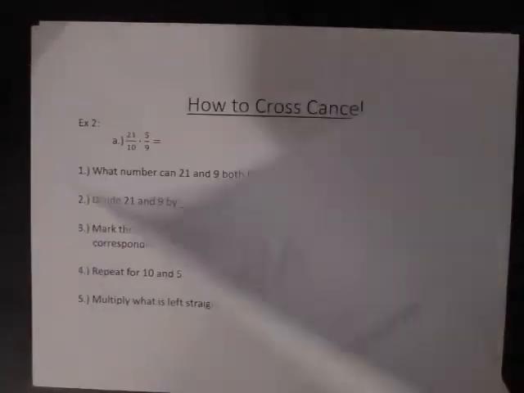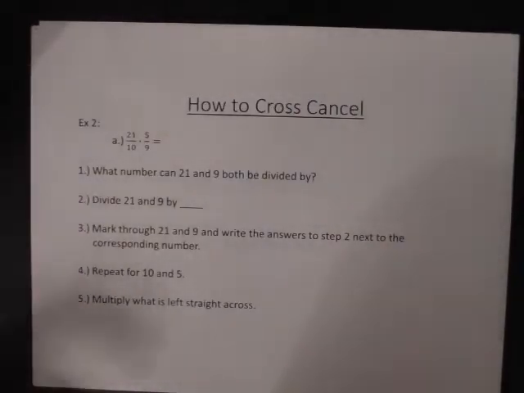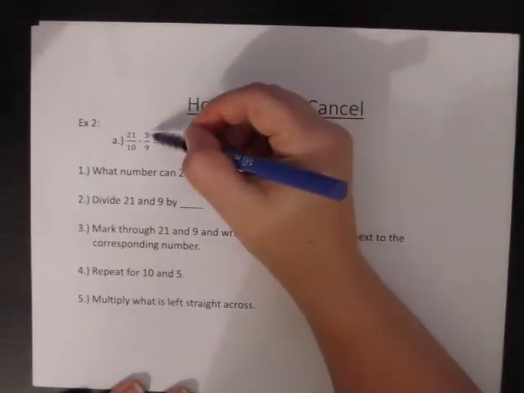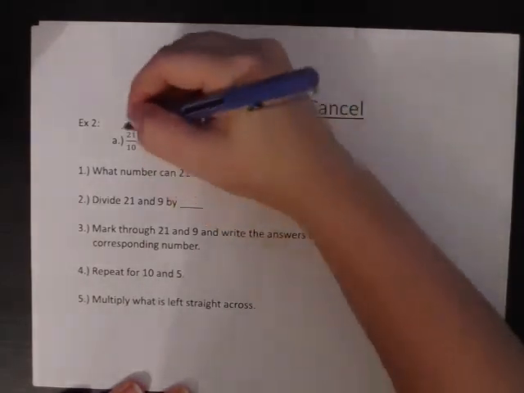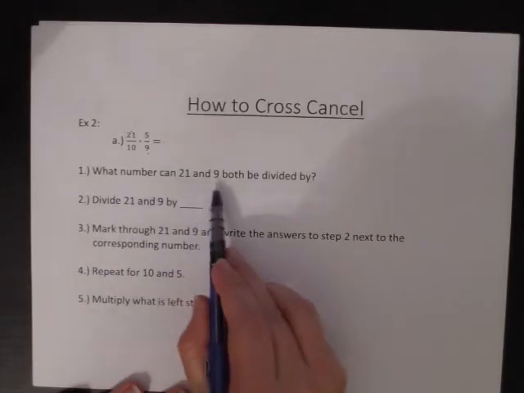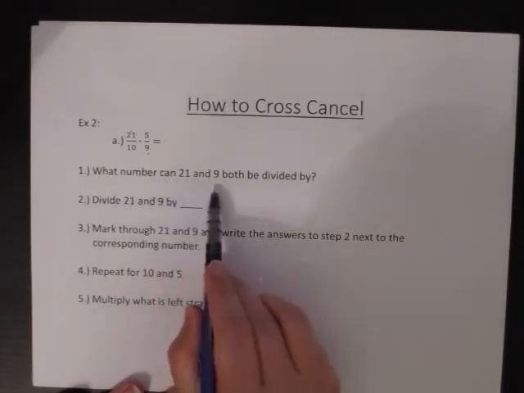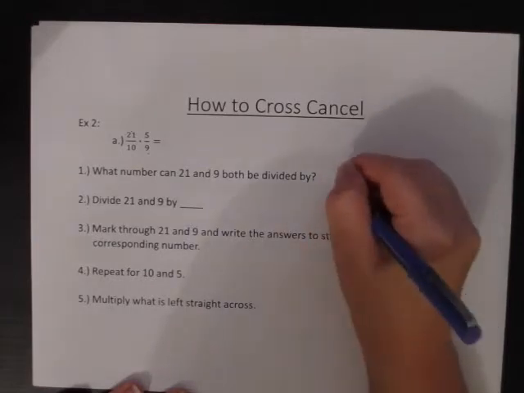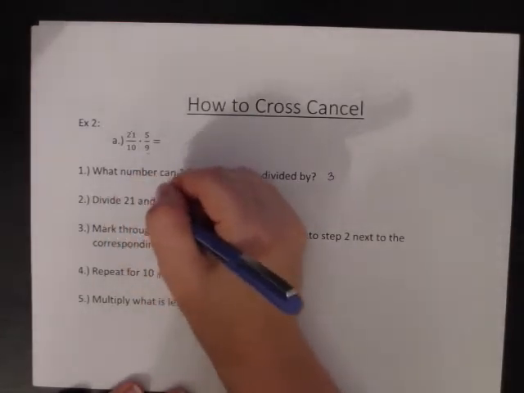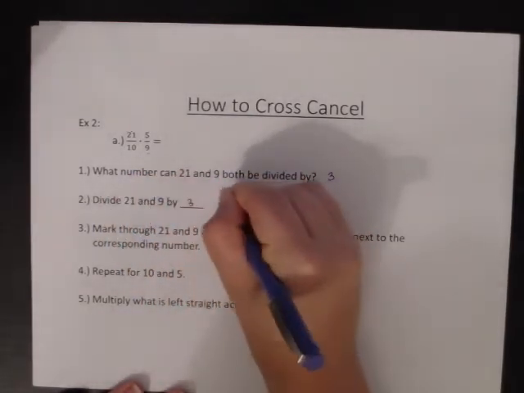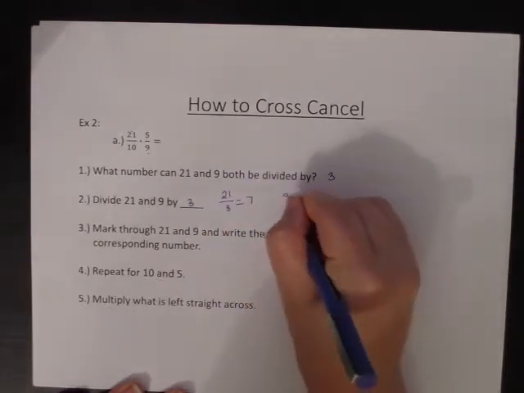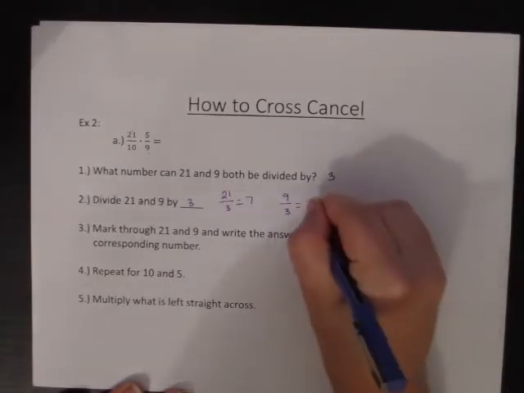Okay, so let's make it real. What I want you to do for this next slide is just watch it, and then pause it and talk yourself through it. So if I have 21 over 10 times 5 over 9, the first thing I want to do is go from top to bottom. I ask myself, what number can 21 and 9 both be divided by? And the answer is 3. So we're going to divide 21 and 9 by 3. 21 divided by 3 leaves me with 7, and 9 divided by 3 leaves me with 3.